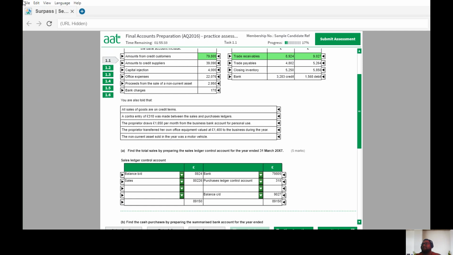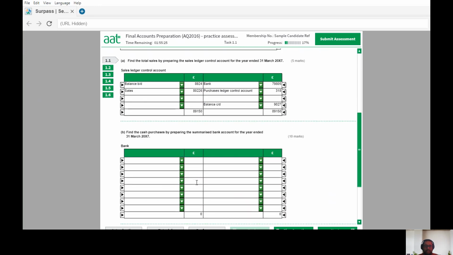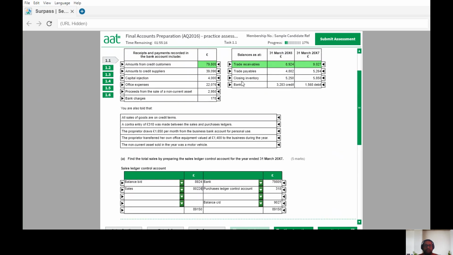So if you see anything else missing from there, that should give you some sort of an indication what the sales figure is going to be. All right, now then let's move on to find the cash purchases by preparing the bank statement from the year ended. So what we need to know now, we need to fill this information in from the beginning, and then this one is going to be eventually changed into another incomplete record, but we're going to have that information all put in there.